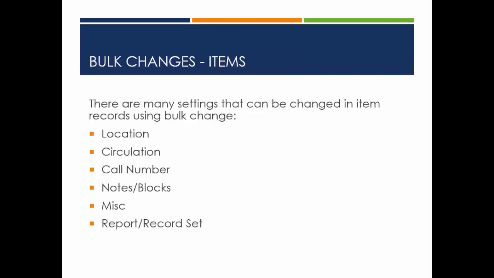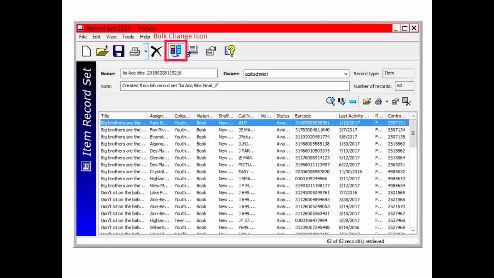There are many settings that can be changed in item records using bulk change. We'll look at each tab. To begin, open the record set where you want to make changes. Click on the bulk change icon at the top of the screen. You can also use Ctrl+B or go to the Tools menu and select Bulk Change.